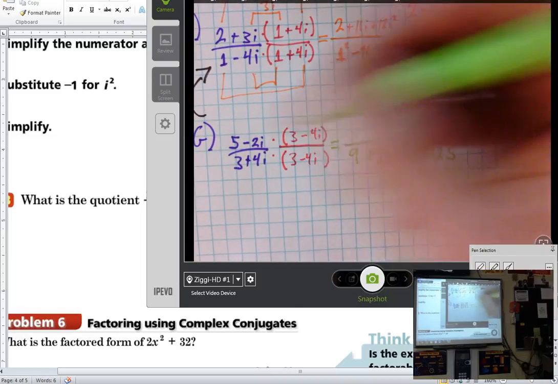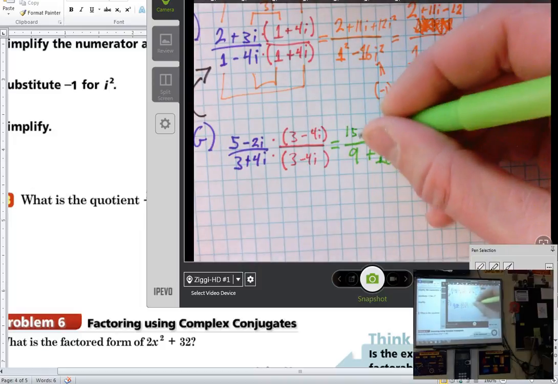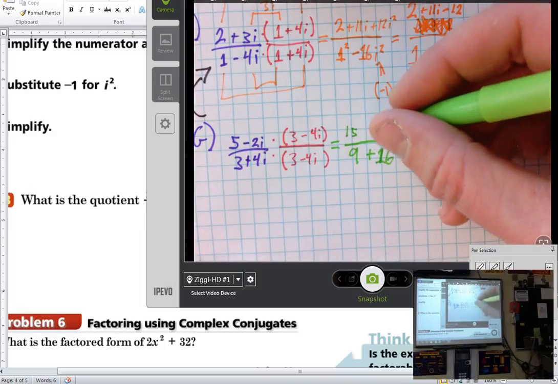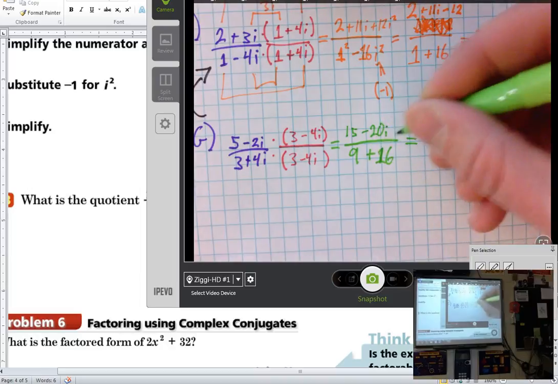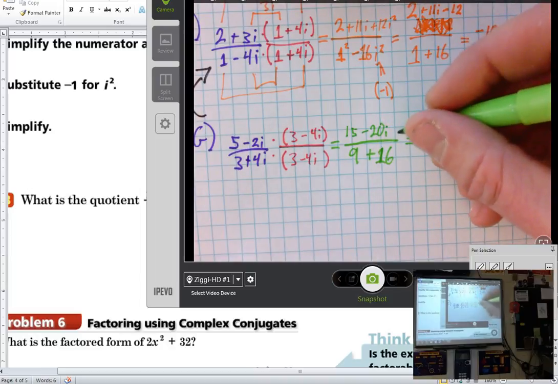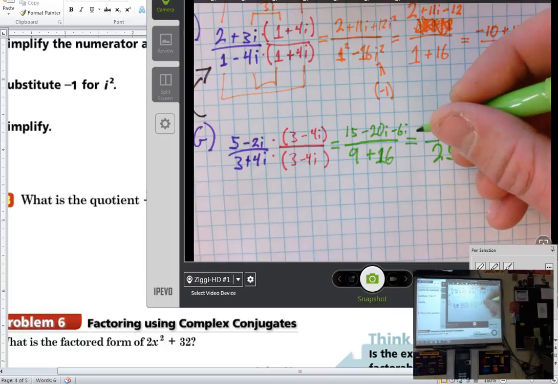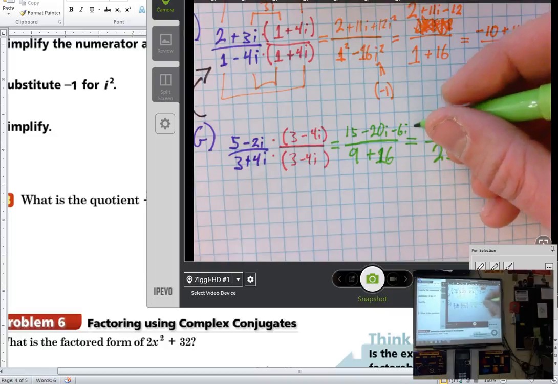Okay. 25. So your first is going to give you 15. Outer gives you negative 20i. Inner gives us negative 6i. And last, which I'm running out of space, gives us 8i squared.